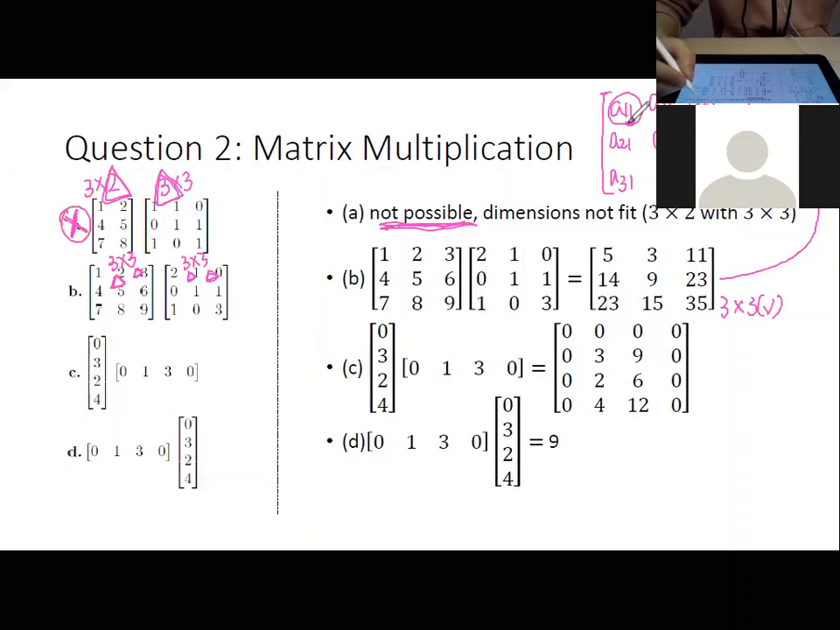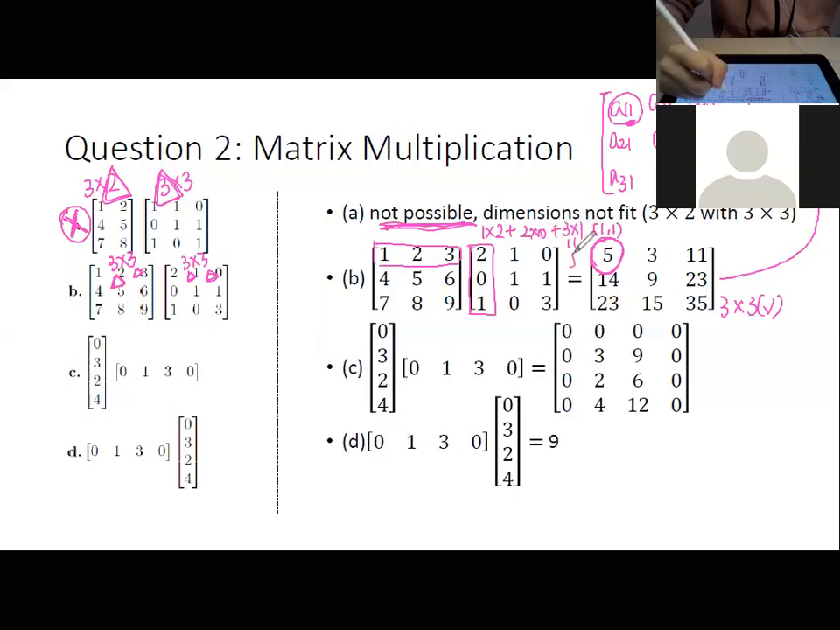Now we are going to see how we use the footnote to do the calculation. We take this element as an example. It is at position 1, 1. So we find the first row of this matrix and the first column of the second matrix, and the 5 is calculated by 1 times 2, add 2 times 0, add 3 times 1.